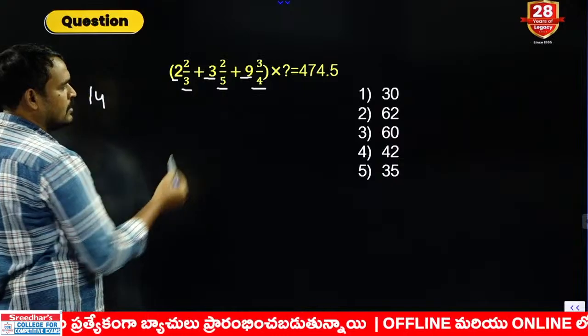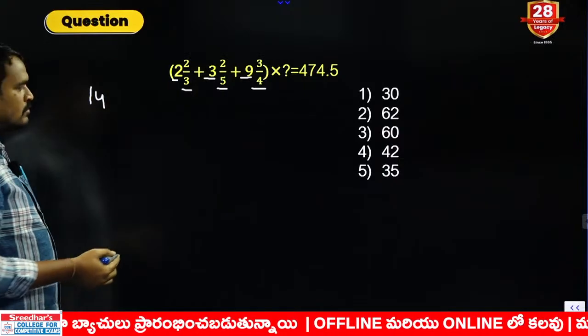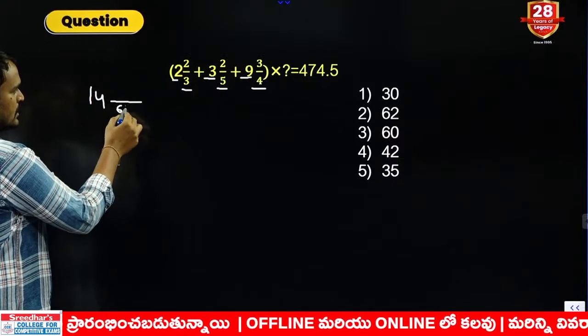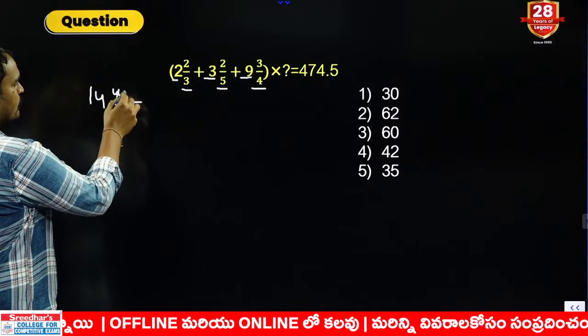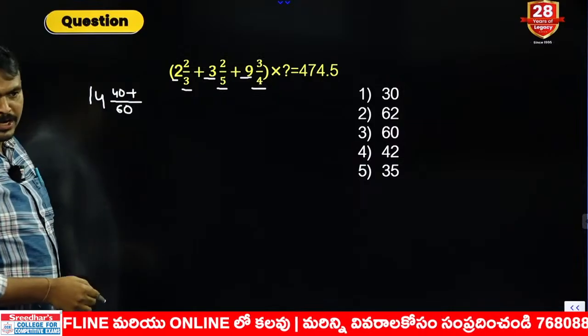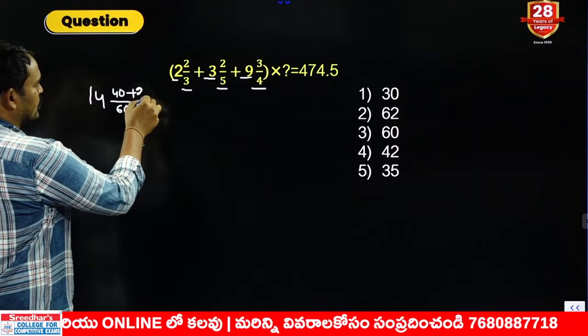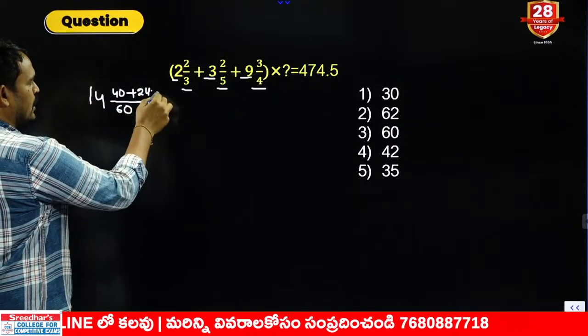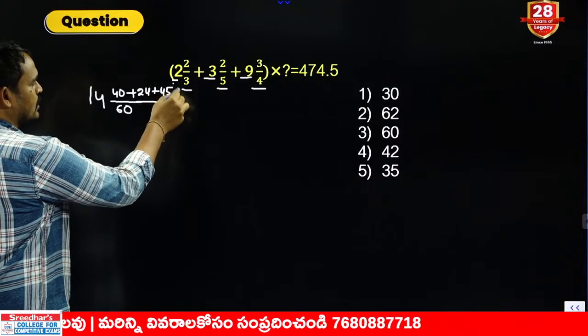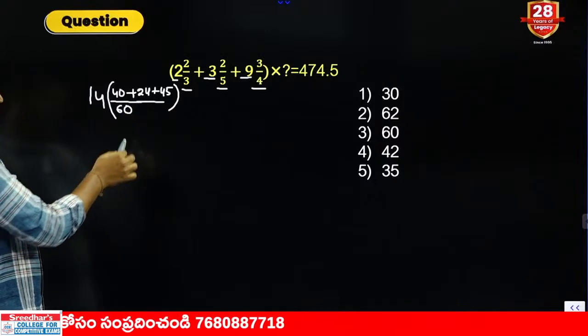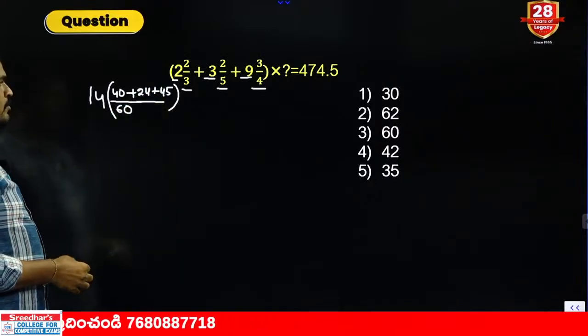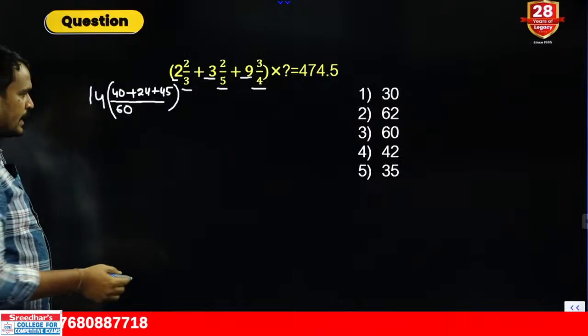What is the denominator? 3, 5, 4. What is the LCM value? 60. LCM value 60. 3 how many times? 20 times. 20 2s is how much? 40. Next 5 how many times? 12. 12 2s is how much? 24. Next 4 how many times? 15. 15 3s is how much? 45. First we are adding 40 plus 24, 64 plus 45. 64 plus 45 means that is 109.